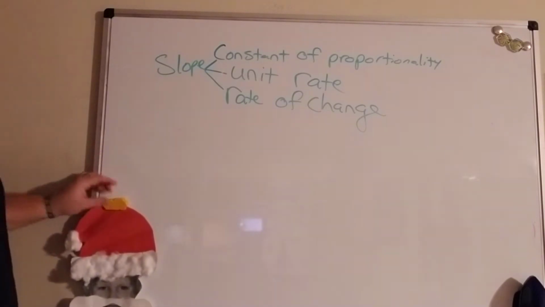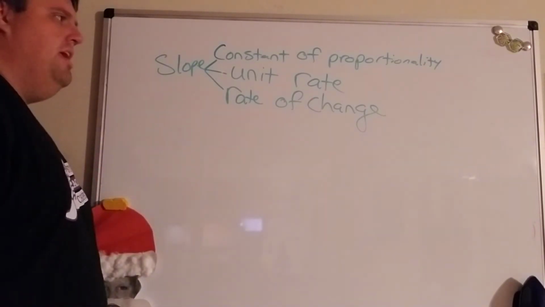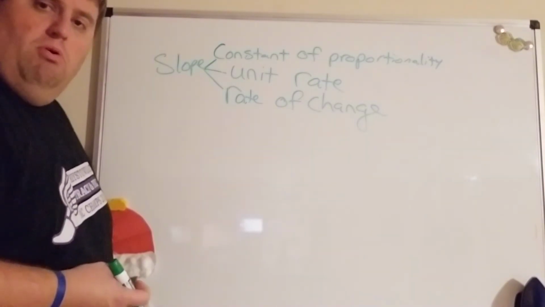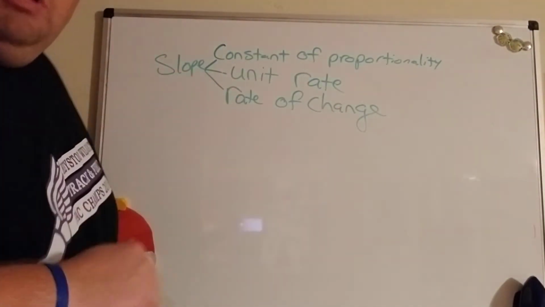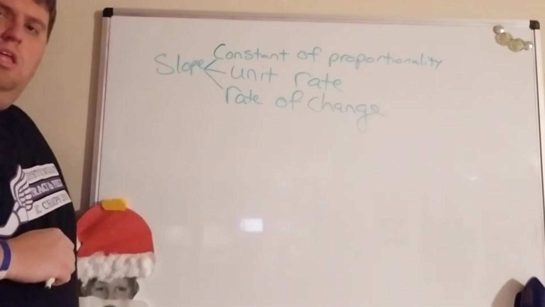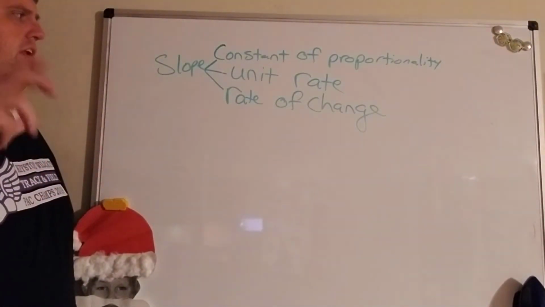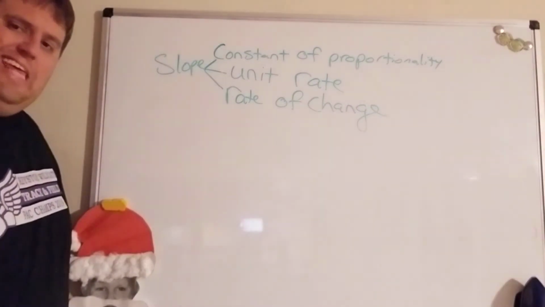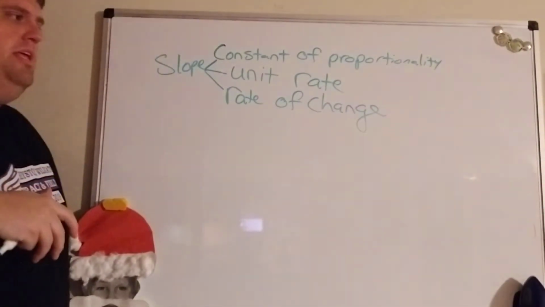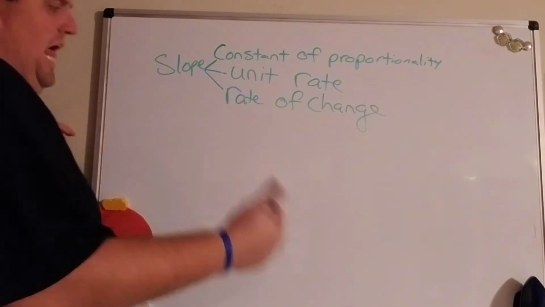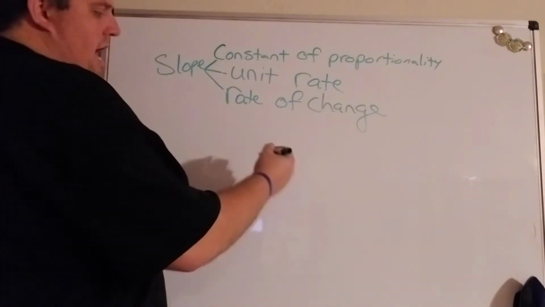All right, now some of those have a little bit more to them. Like, for example, constant of proportionality, you know that it has to be a proportional relationship in order for that to work. But we're going to just kind of lump everything that you see there into the idea of slope. And slope is how things are going to change. How does a line move on a graph?